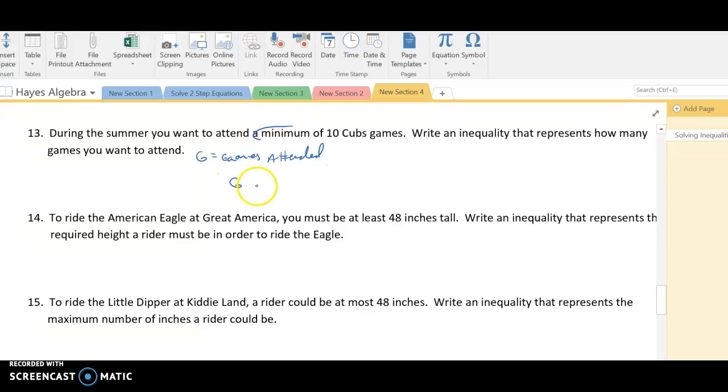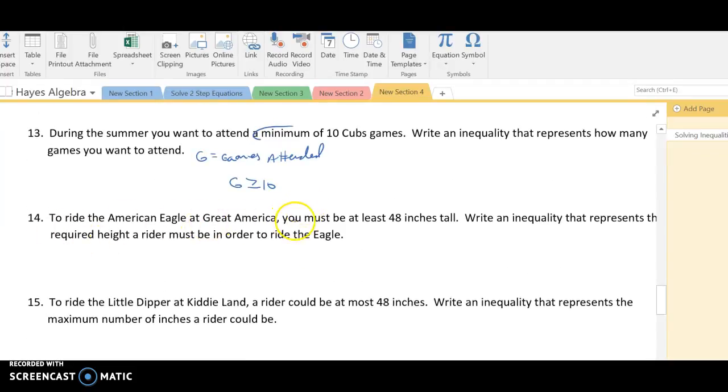So they want us to attend a minimum, which means the smallest number of games you can attend is 10. So the number of games I attend must be greater than or equal to 10 total games. Okay.